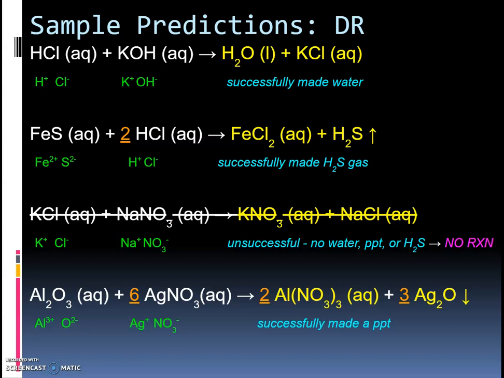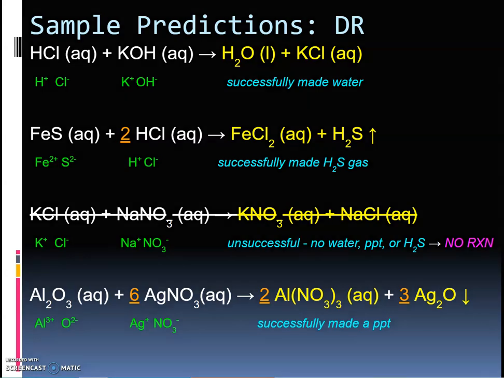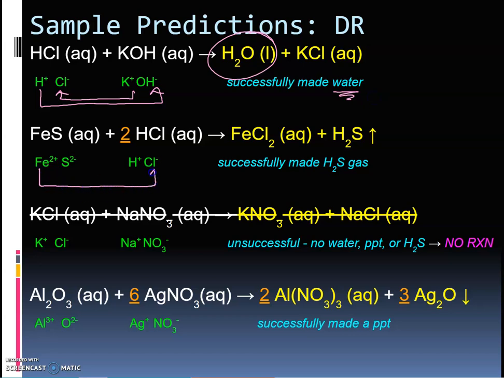Okay, here again are the answers in case you can't read my writing. Always, always, always use your ions. They're never going away. Okay? So I have H plus and OH minus, K plus, Cl minus. I successfully made water. That is one of my 3 requirements. Fe2 plus and Cl minus, H plus and S2 minus. I successfully made H2S gas. That's one of my requirements.